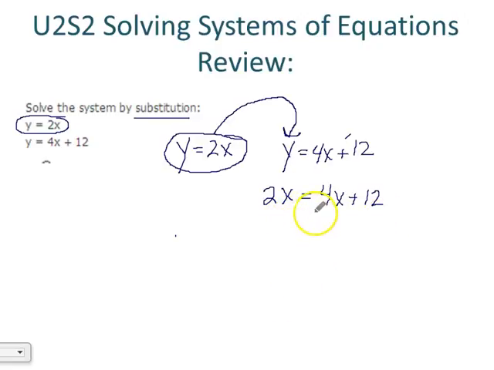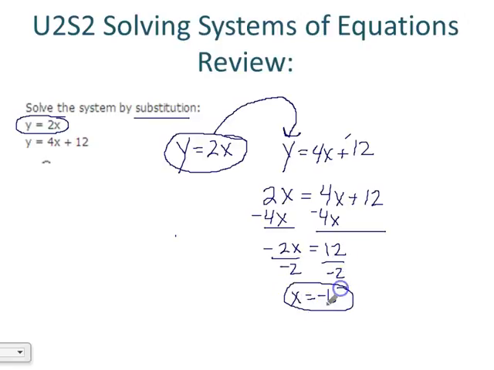So let's solve for x. We're going to get all of our x terms on one side of the equation by subtracting 4x from both sides. And now I've got negative 2x equals 12. Divide both sides by negative 2. And what do I get? x equals negative 6. x equals negative 6.